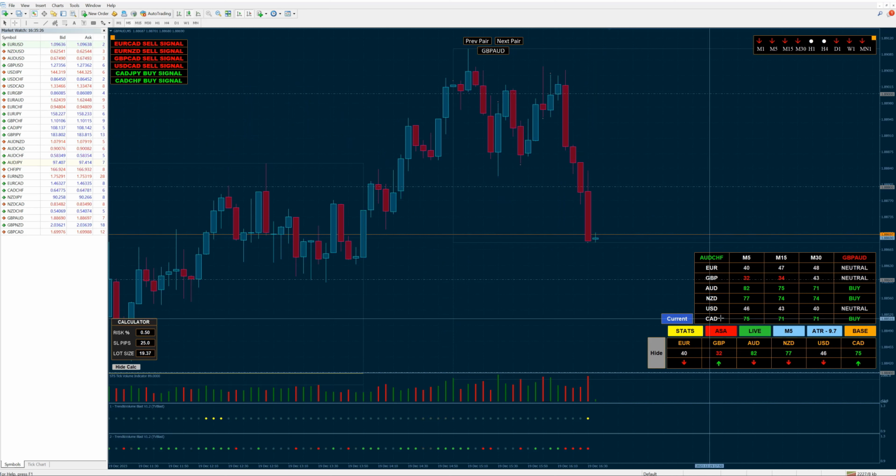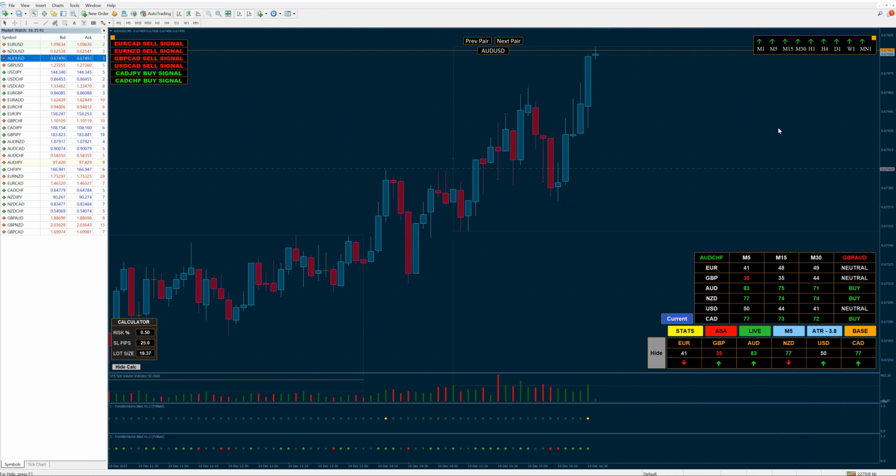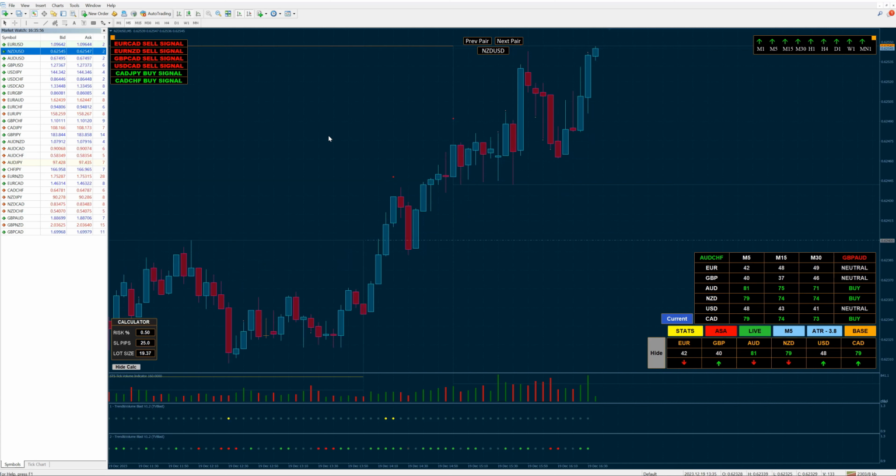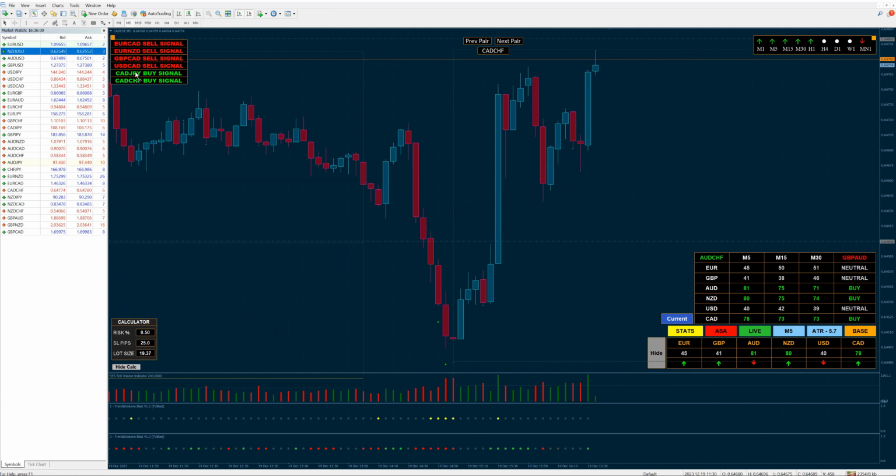What I'm looking at is these numbers here. I know that all pairs that begin in CAD are buying. All pairs that begin in NZD and AUD are buying. And all pairs that end in CHF and USD are buying. So we could look at AUD USD. That one's not too bad. This is about 7 pips. We've got NZD USD. And then we've got these CAD pairs here, which just got fresh signals.